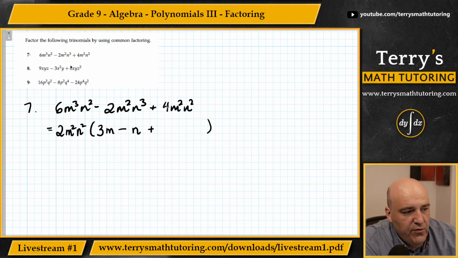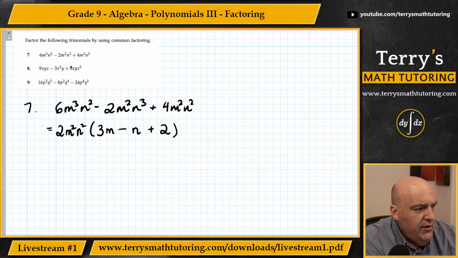And here with the 4, the 2 has been pulled out. The m squared is gone and the n squared is gone. So it's actually just a 2 there. And there we go on that one. So number 8.